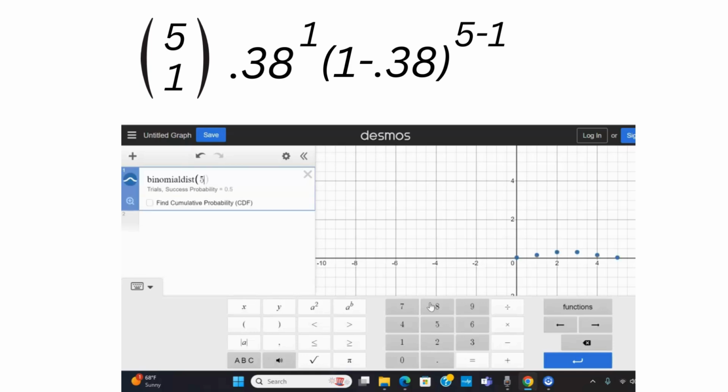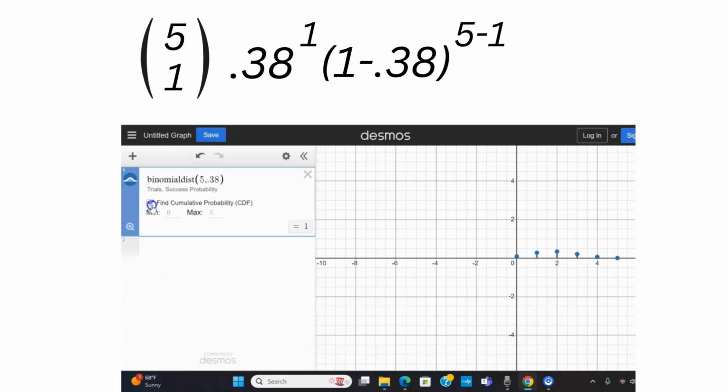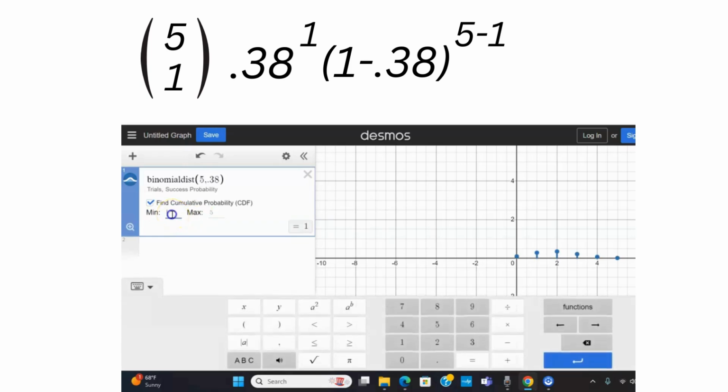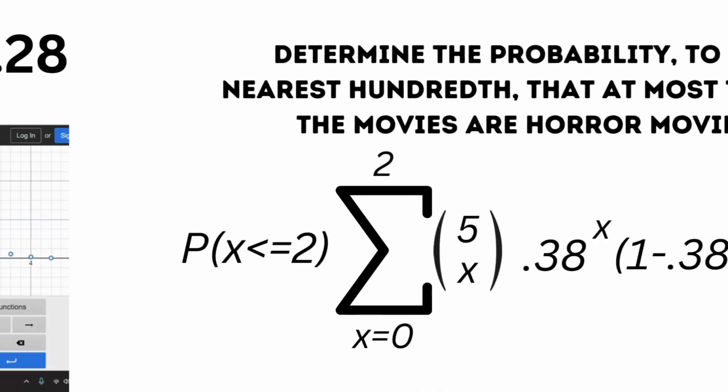So we want 5 trials, comma, the success probability is 0.38, and then we're going to click on this find cumulative probability, and it's going to give us a min-max. So if we want exactly 1 here, we're going to make the min and max the same value. So we want 1 min to 1 max, which would give us exactly 1. So our answer would be 0.28 rounded to the hundredths place.